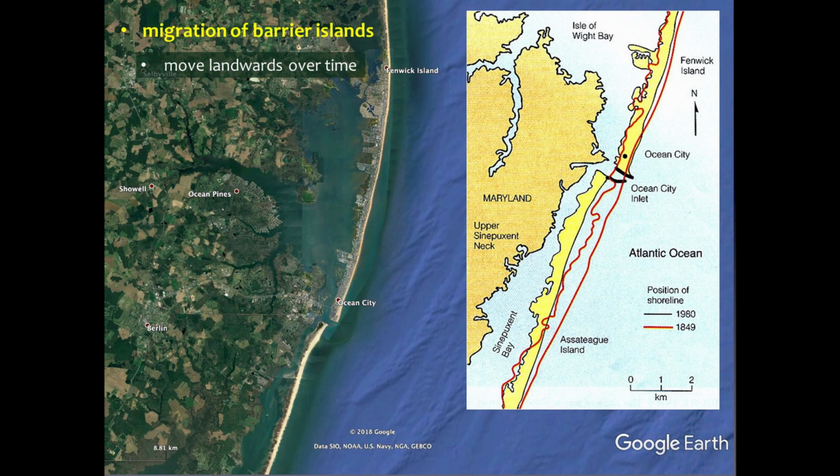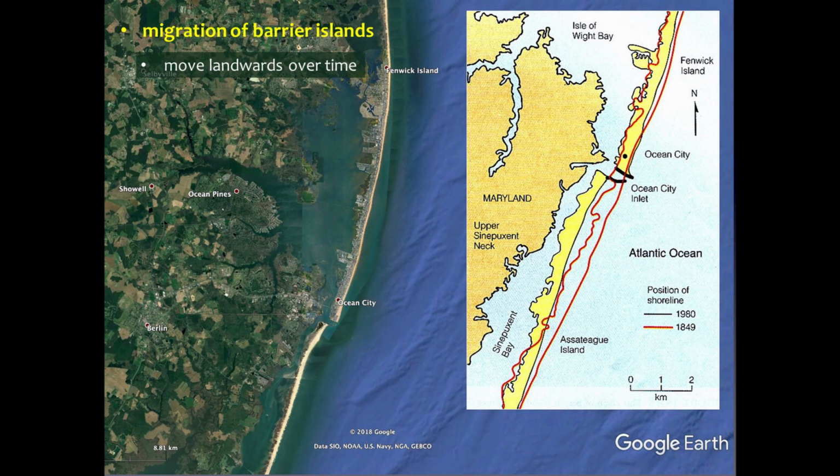If you are really observant, though, you'll notice that Fenwick Island has moved nowhere near as much as Assateague Island. And why would that be? I mean, they're in fairly close proximity, so why is one moving closer to the shoreline and one isn't, or closer to mainland and one isn't? And as we'll see in the next slide, a lot of this has to do with development.